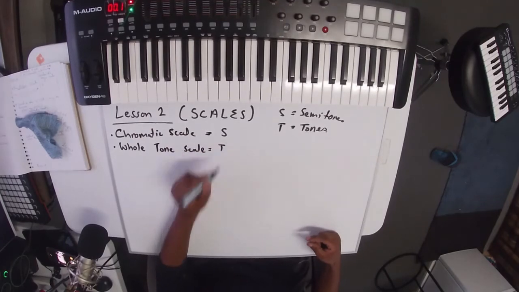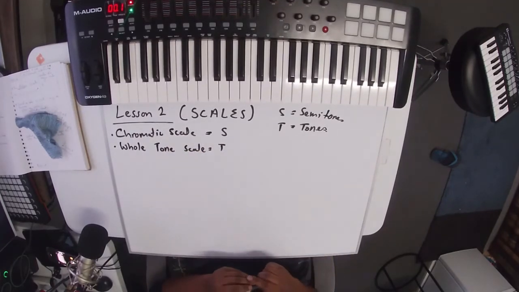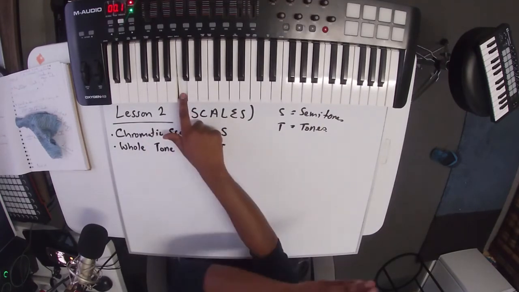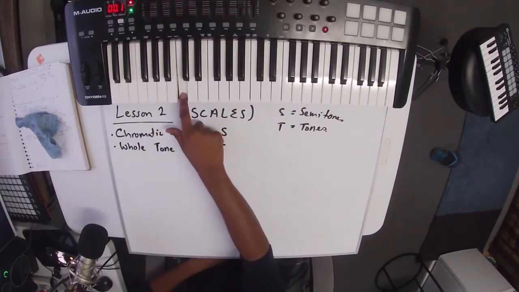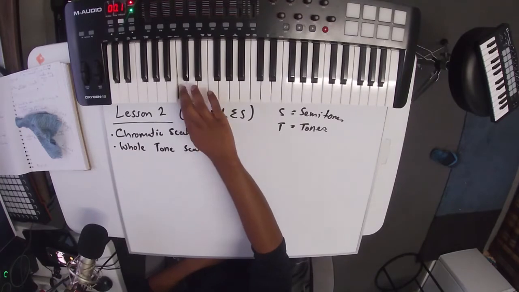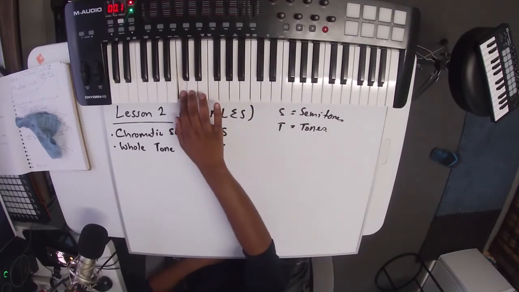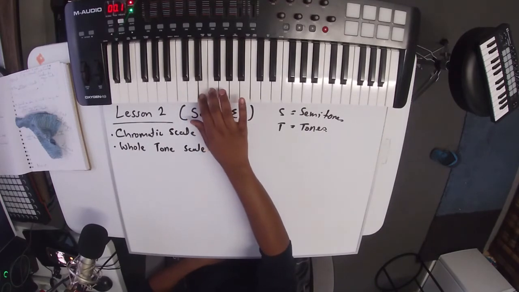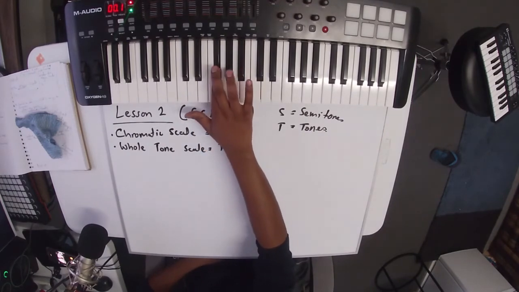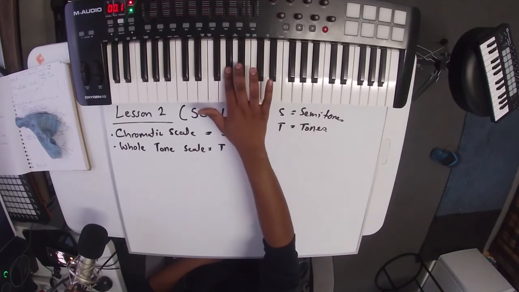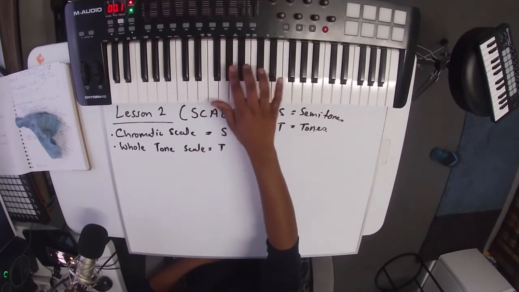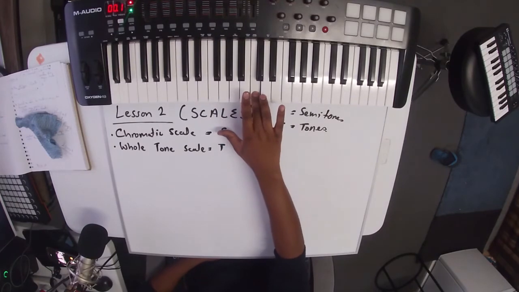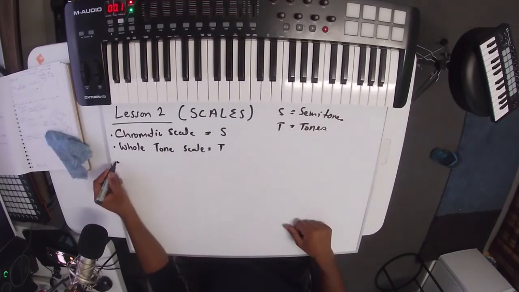This one just consists of tones. So for instance, we're gonna go up the scale, so that will be tone. From here, you skip this note, press this one. Skip this note, press this one. Skip this note, press this one. Skip this note, press this one. Skip this note, press this one. Skip this note, press this one. Okay, that is called the whole tone scale.